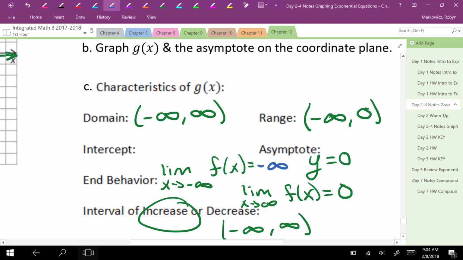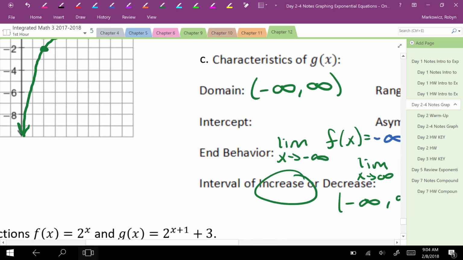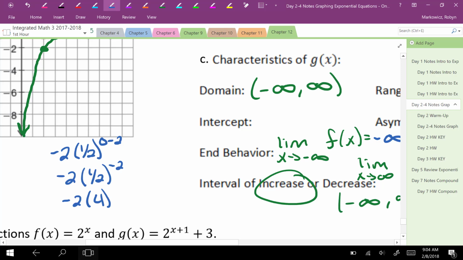All right, where do we find the y-intercept? At what x value? 0. So we can come here and we can say, oh, we had negative 2 times 1/2 to the 0 minus 2. Show you real quick. What's 0 minus 2? What is 1/2 to the negative second power? So put it this way. We know the negative tells me to take the 1/2 and change it to a 2. What is 2 squared? 4. What is negative 2 times 4? Negative 8. So your intercept should be right here.